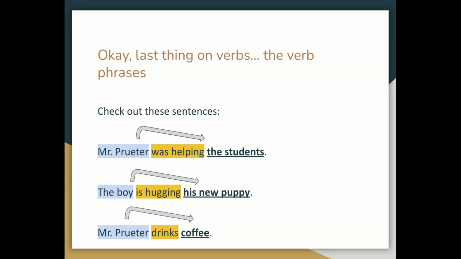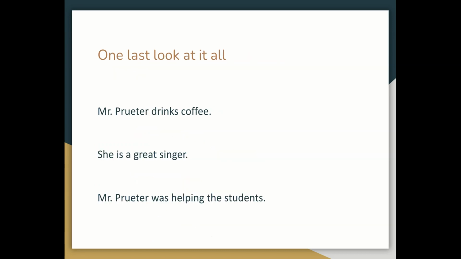So that subject and verb thing still plays a huge role here, but just make sure that we identify every once in a while that it's more than just one word. Just pay attention there. All right, so one last look at it all. We want to make sure we think about action verbs and state of being verbs and be on the lookout for some verb phrases. So here's an action verb, drinks. Here's a state of being verb, is. And here's a verb phrase, was helping. And remember, we can always look right in front of it.